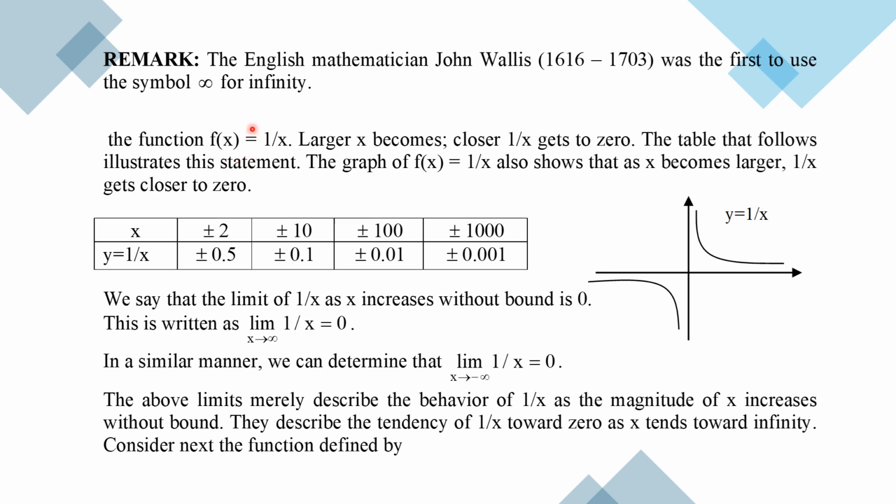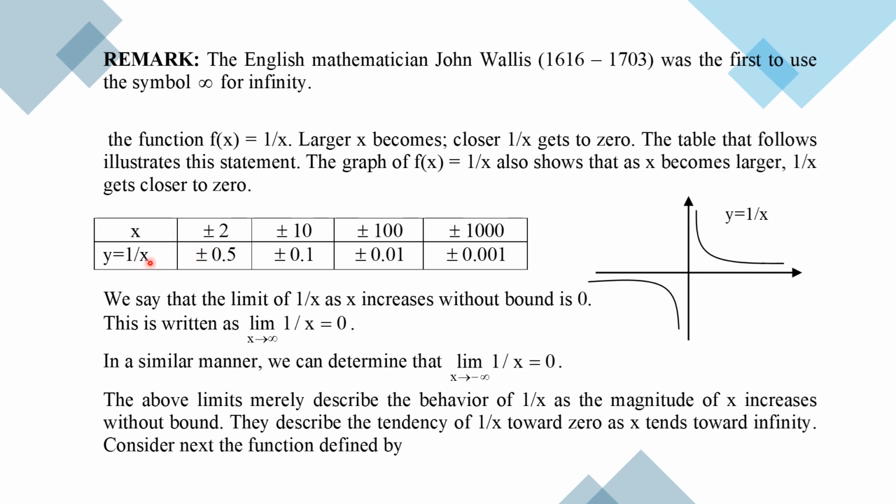Observe this function f of x equals 1 over x. The larger x becomes, meaning x tends to infinity, what about 1 over infinity? The closer 1 over x gets to 0, meaning f of x gets closer to 0. Here is the situation shown in a table. The graph of f of x is also shown as x becomes large.